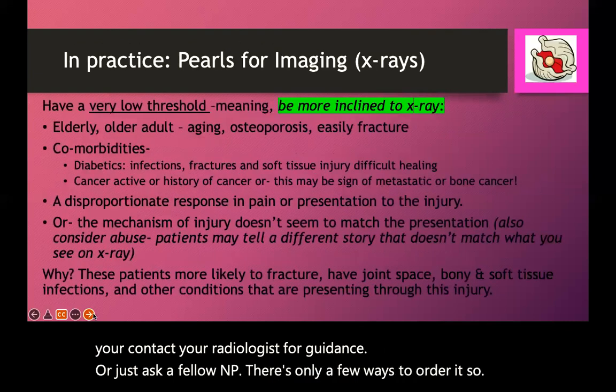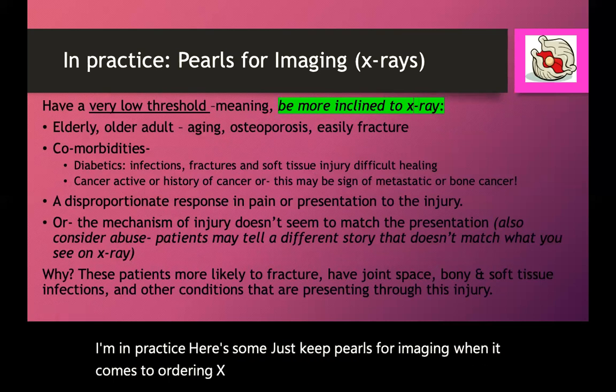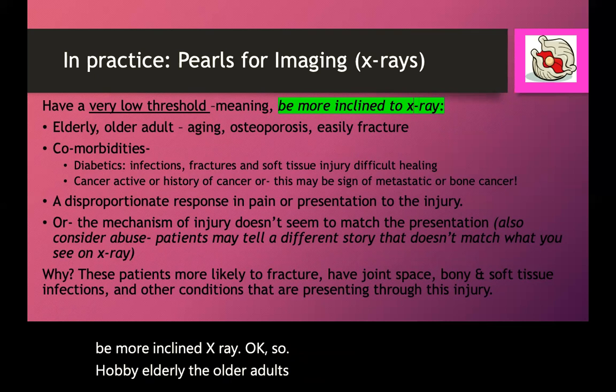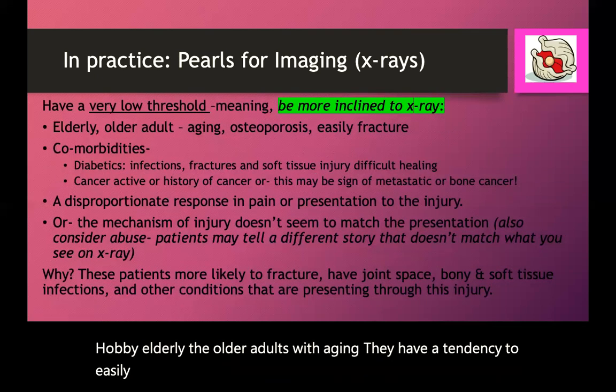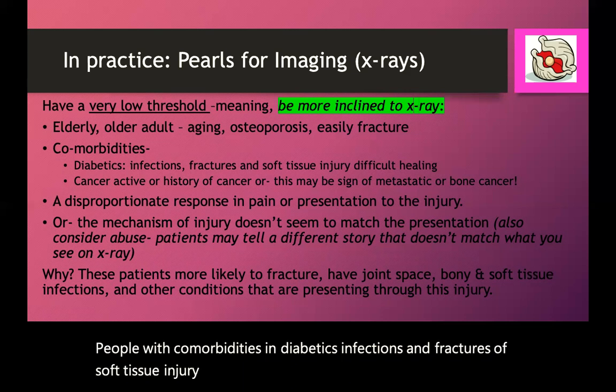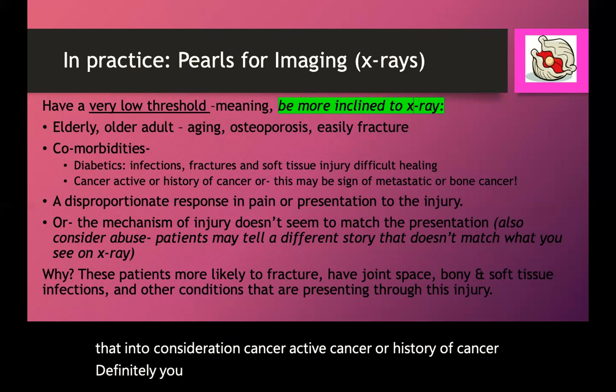So in practice, here are some key pearls for imaging when it comes to ordering x-rays. They have a very low threshold, meaning be more inclined to x-ray. The elderly, older adults with aging, have a tendency to fracture easily, especially with a history of osteoporosis. People with comorbidities, like diabetics, have infections, and fractures or soft tissue injury make healing very difficult, so you want to take that into consideration. Cancer, active cancer or history of cancer, definitely you want to consider x-rays because they may have metastatic or bone cancer.